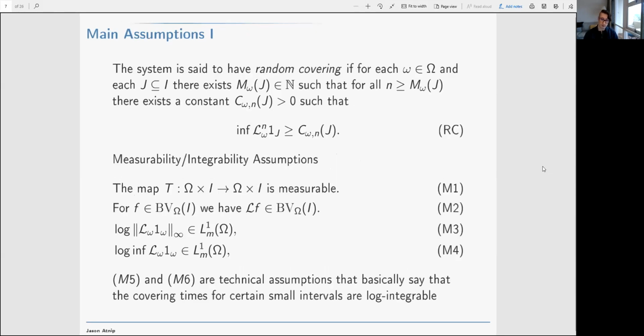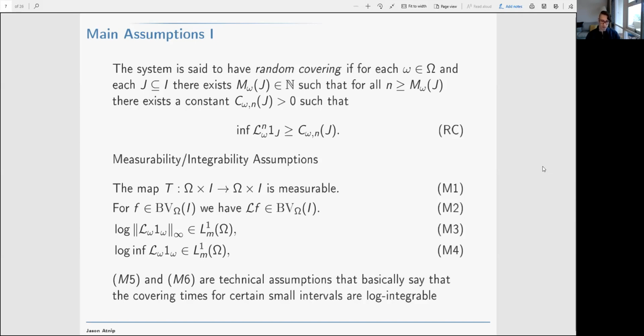So our main assumptions, we're going to assume a random covering property. Okay, and so what this means is that we'll take any subinterval J, and the assumption is that we can find some integer m depending on J and the fiber omega, so this m omega J, such that for any n larger than this, if we push forward our transfer operator in n steps for the function 1, the indicator function 1 of the interval J, it is going to be positive and bounded away from 0 by some constant.